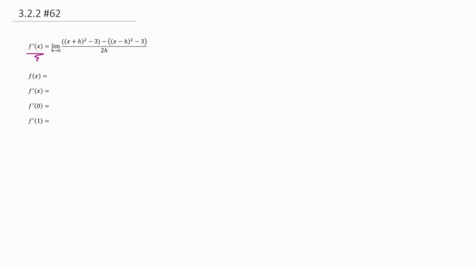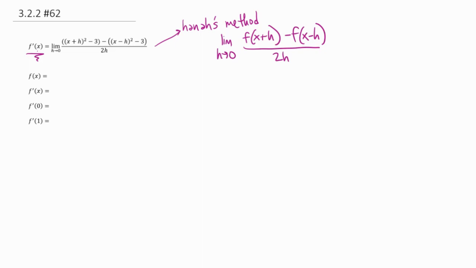So this is using Hannah, H-A-N-A-H's, because there's two H's. This is her method. And what that method looks like is this: the limit as h approaches 0 of f of x plus h minus f of x minus h over 2h. So this is the limit definition of a derivative.